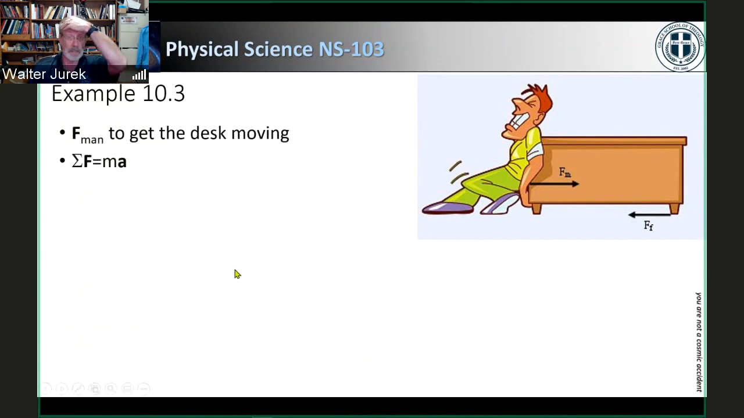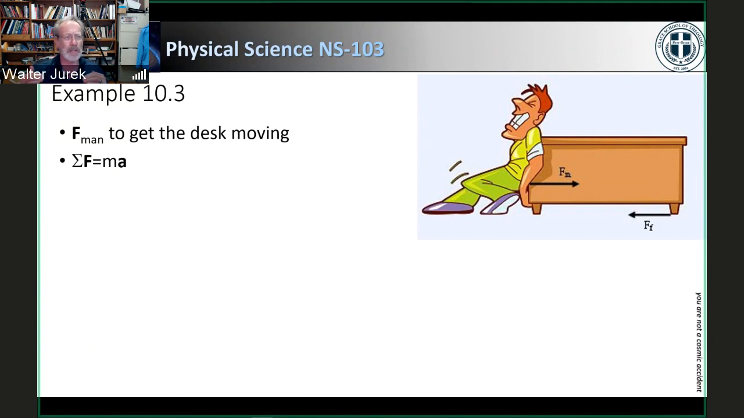All right. So let's do the first part. How much force is going to take to get this desk moving? Well, look at the picture on the right. Okay. Similar to Tony pushing on the rock. Now I've got Joseph pushing on the desk. And he's got friction. So Joe's pushing on the desk, trying to get it to go to the right. Friction is resisting its motion because friction always opposes motion.